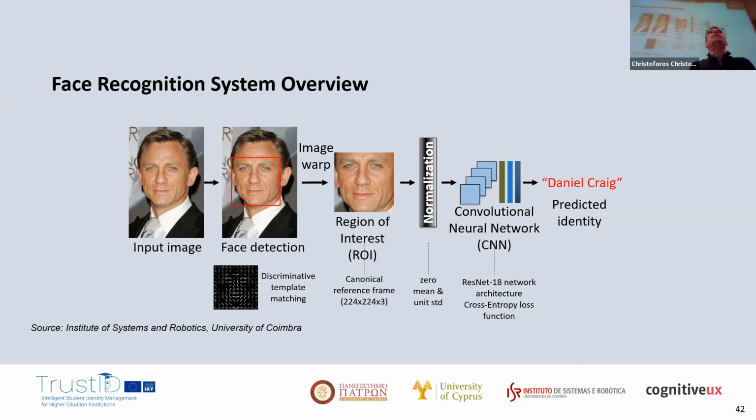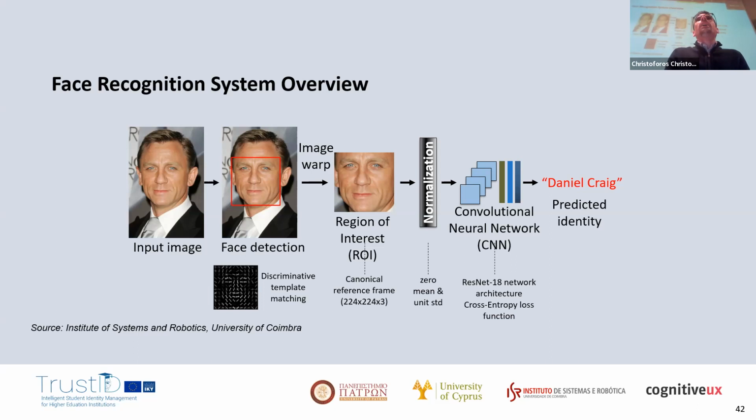And why is this important, you think? Because we don't care about the remaining pixels on the image. We only care where the face is located. So one of the first steps we do is to first detect whether there is a face. Then we need to do some warping, some blurring of the image to extract the region of interest.